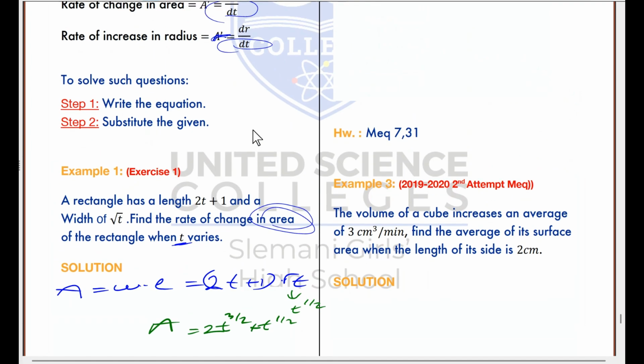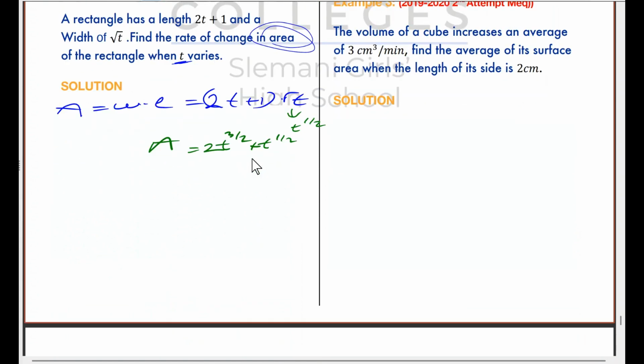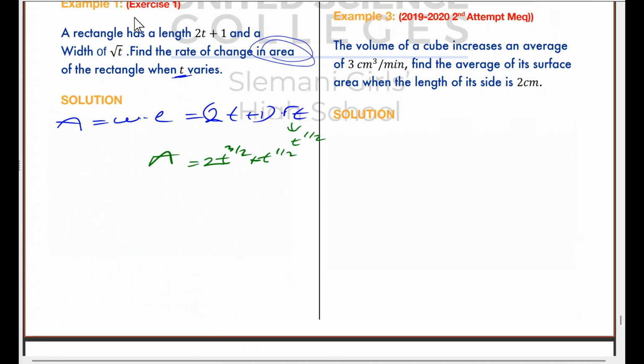So as we mentioned here, first we write the equation, simplify if possible by substituting the given. Finally, the last step, we will take the derivative because the question is talking about rate of change. Rate of change in area means A prime. The question is asking about A prime. So let's take the derivative of each.